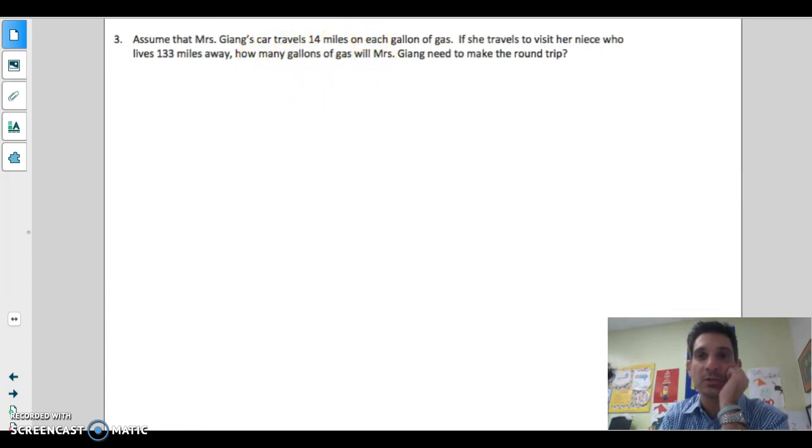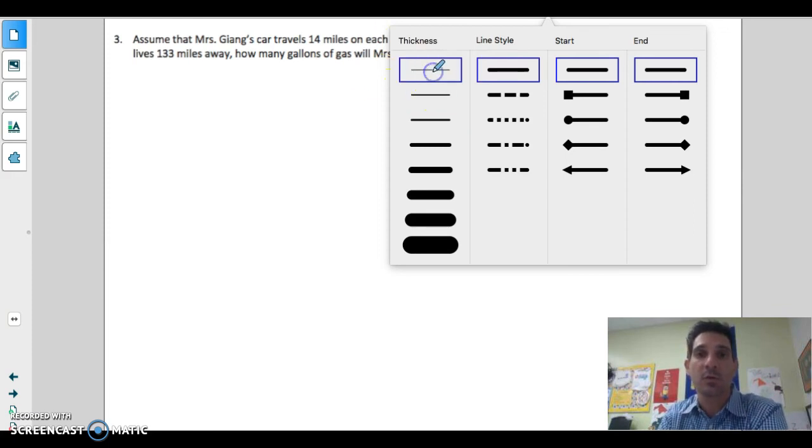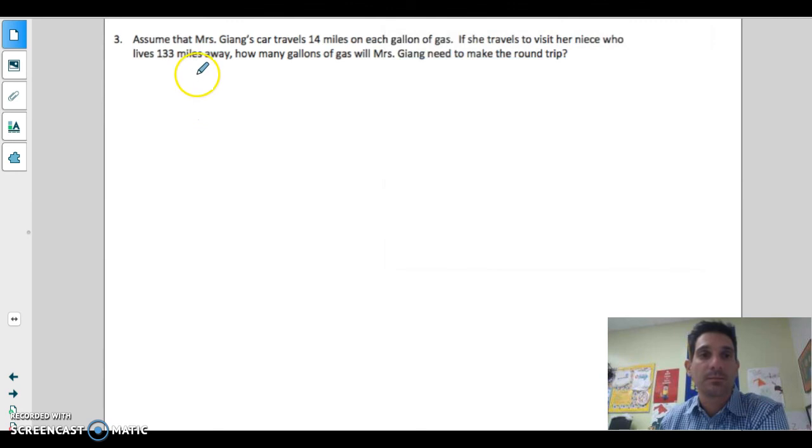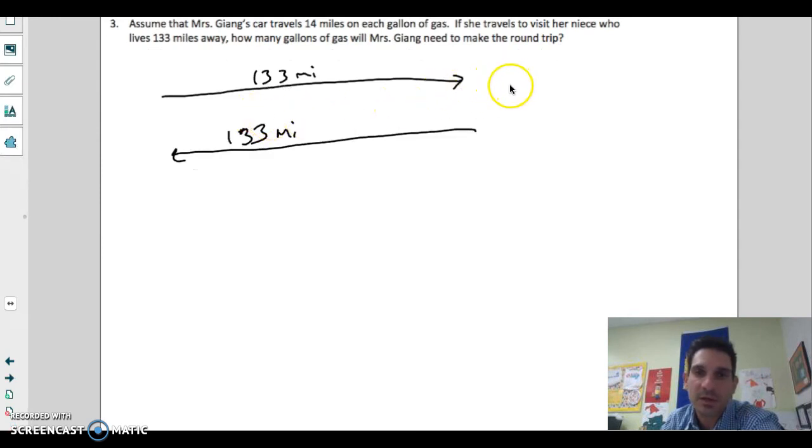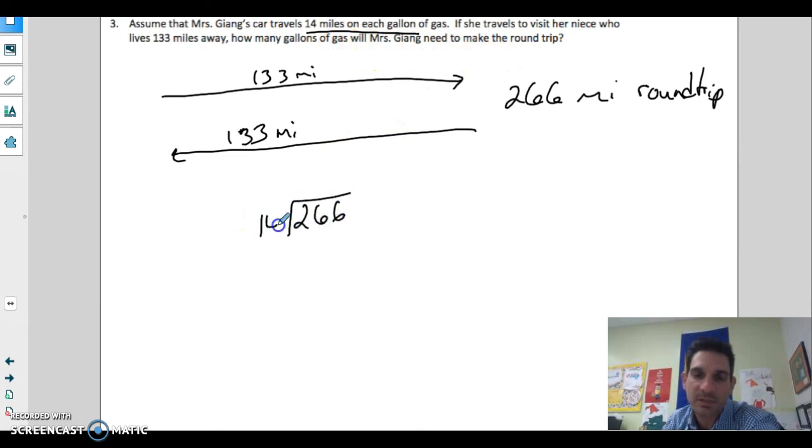So to the best of my knowledge, I'm going to assume that 133 is one way. Okay. So one way is 133 miles, and the other way is 133 miles. The total distance for the two is 266 miles, so round trip. It says the car gets about 14 miles per gallon. How many gallons will it need to make the round trip? So it's going to be 266 divided by 14.